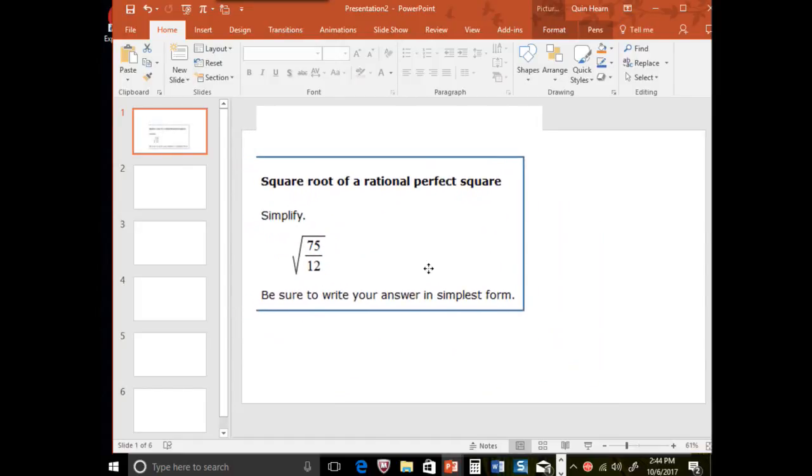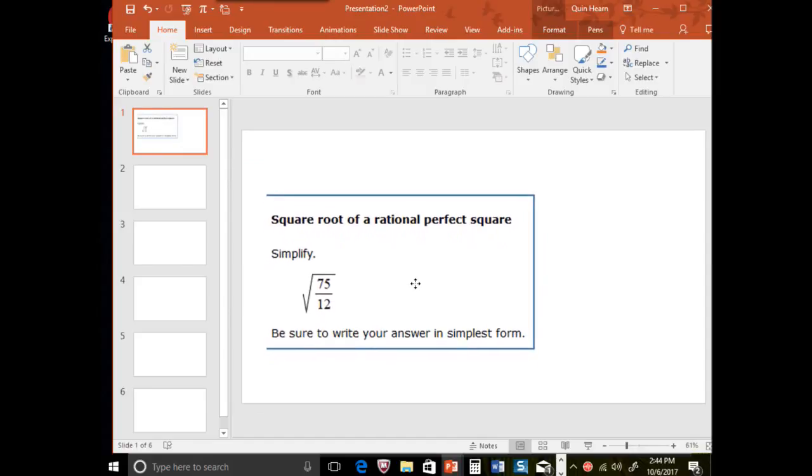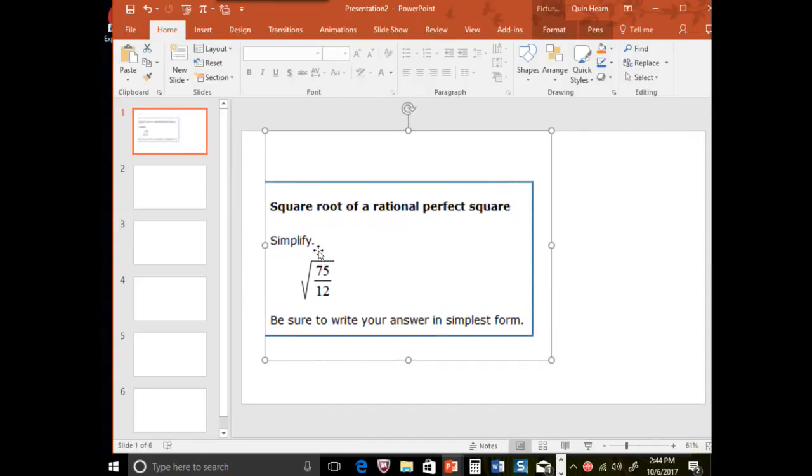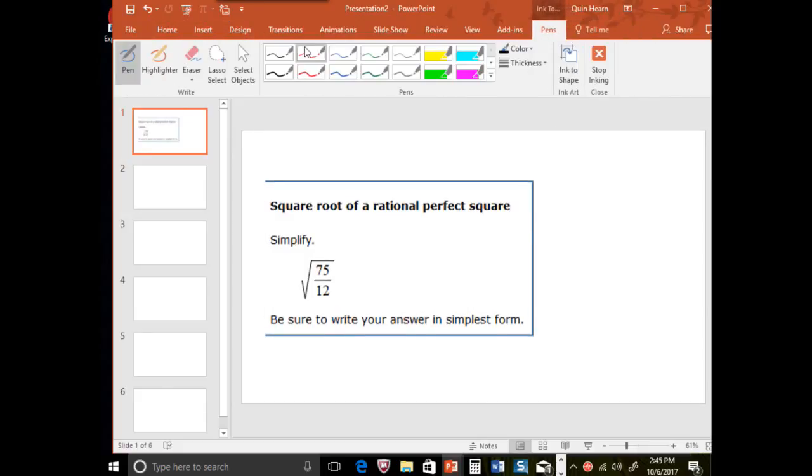Okay, we have the square root of 75 over 12. So remember, the word rational is referred to because we're talking about a fraction, ratio. And when we're taking the square root of a fraction, we can actually think of taking the square root of the numerator and the square root of the denominator. So we can think of the square root of 75 and the square root of 12.